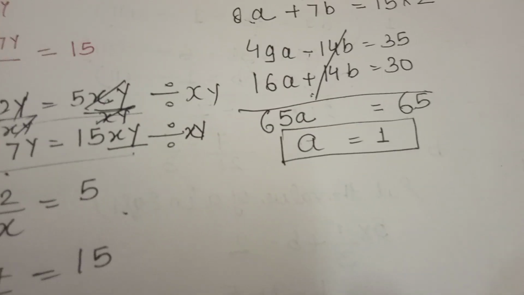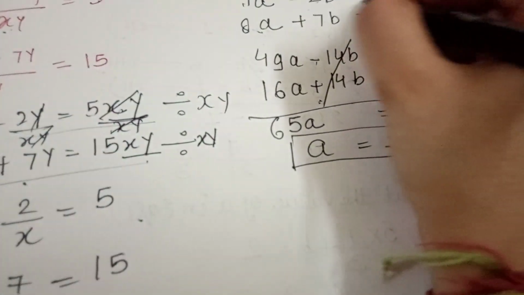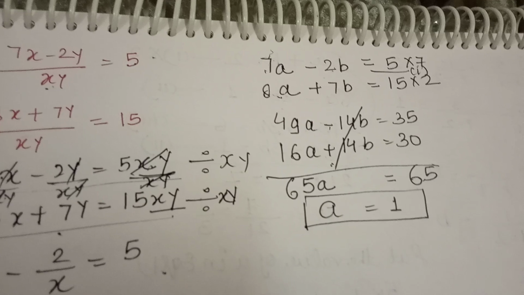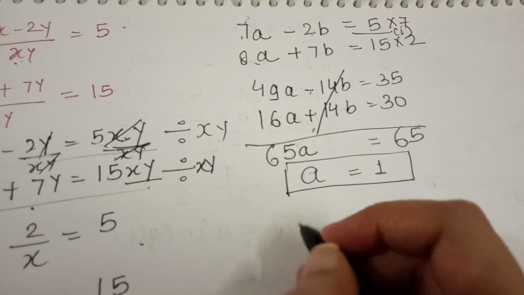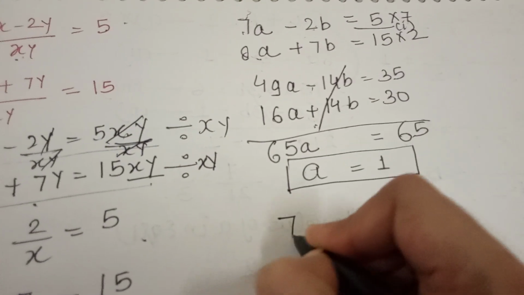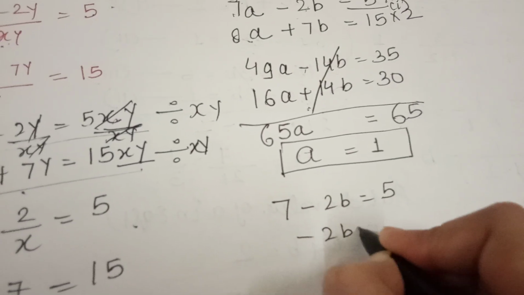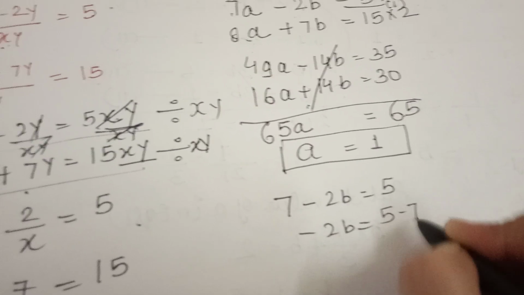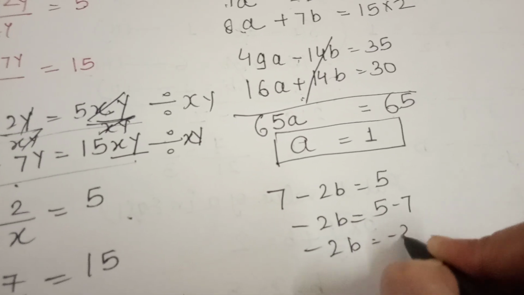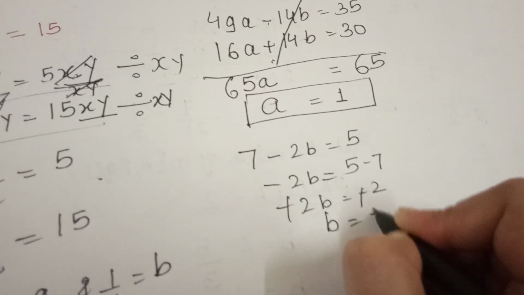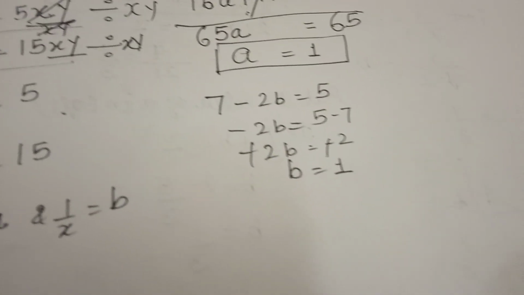Fine. Now put the value of a in equation, any equation. I am putting in first 7a minus 2b equal to 5. So 7 into 1 7 minus 2b equal to 5, minus 2b equal to 5 minus 7, minus 2b equal to minus 2. b value is also 1. Now find out the value of x and y.